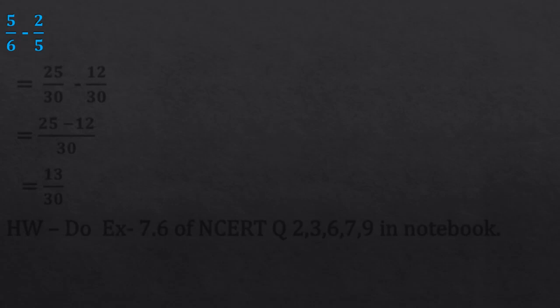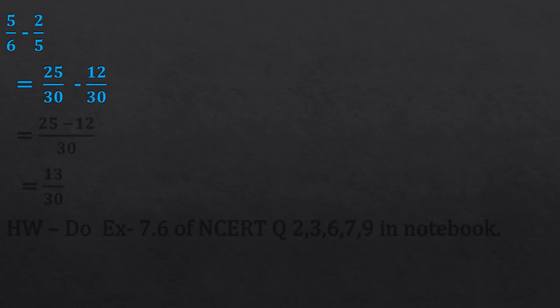Okay, take the LCM. No need to take LCM. We know they are equivalent like fractions. Now, okay, what will 5 upon 6 become? Equivalent like fraction 25 upon 30, and 2 upon 5 will become 12 upon 30. That we have done earlier.